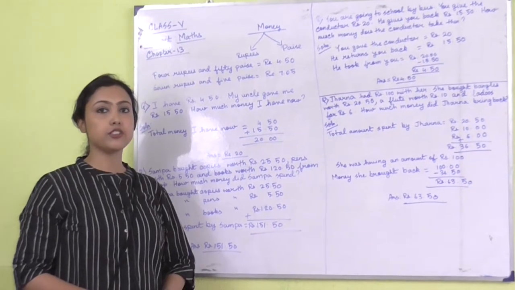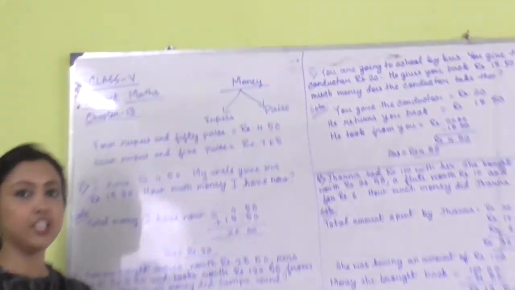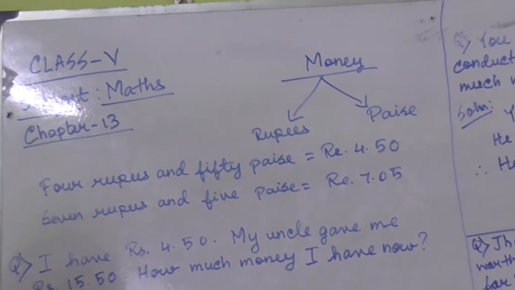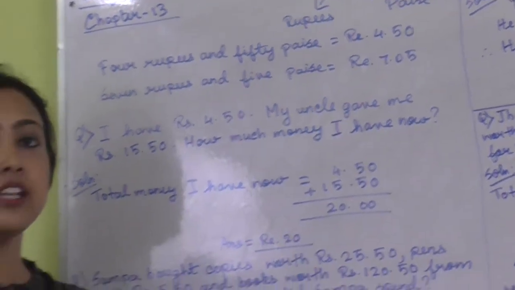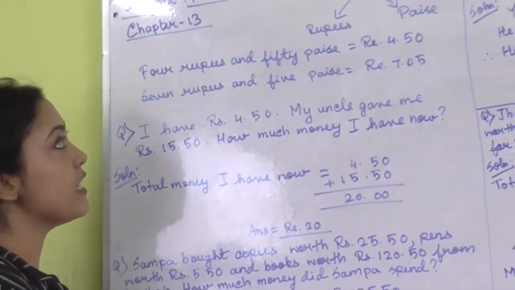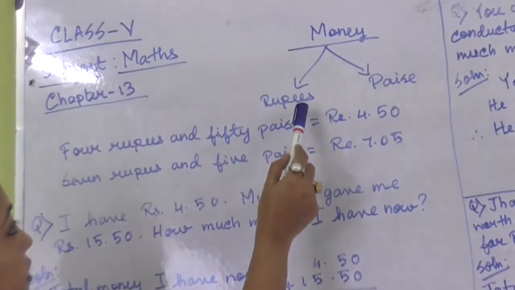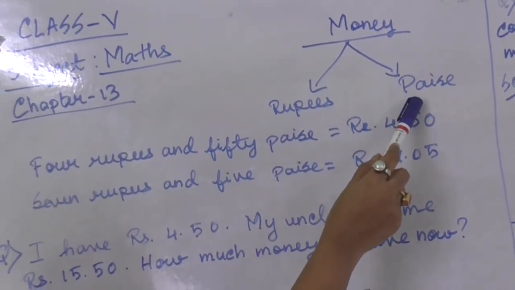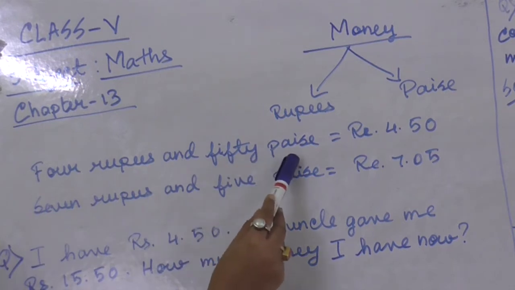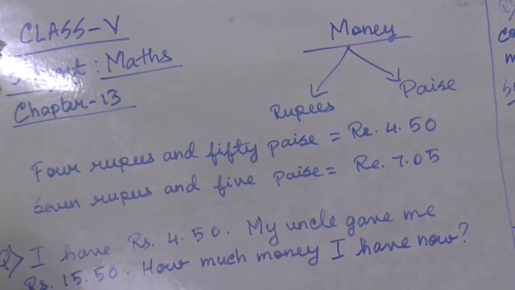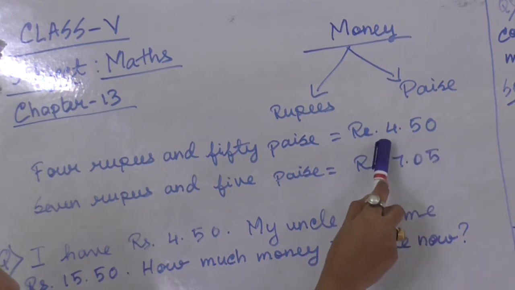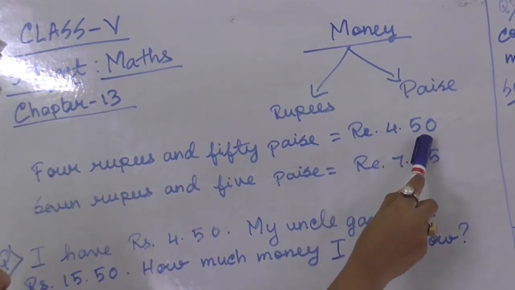So today I am going to start with chapter number 13 of your maths book, which consists of money and decimal part. First I will introduce the concept of money and then go straight to the decimal part. Here money has been divided into two parts. The first is rupees and the next is paisa. If I say 4 rupees and 50 paisa, how will you write it in numerical form? You will write 4.50. Here 4 is the rupees and 50 is the paisa.